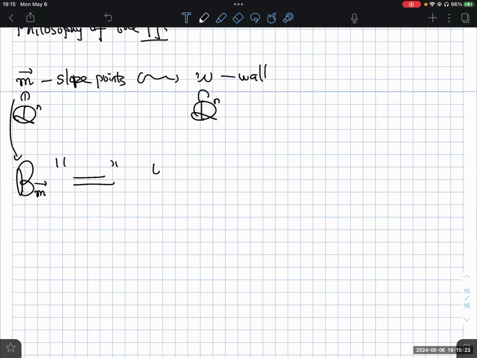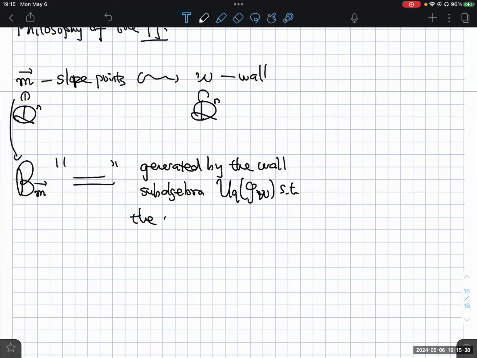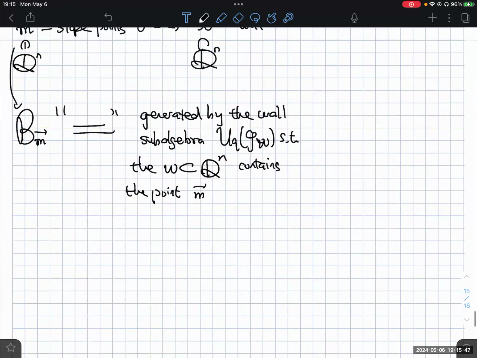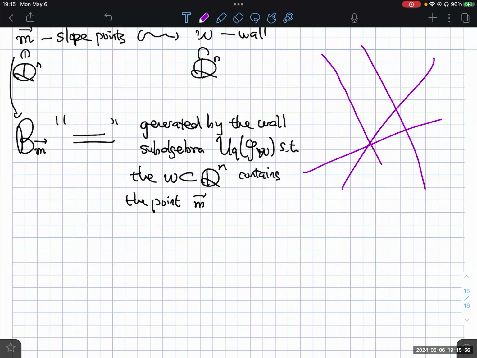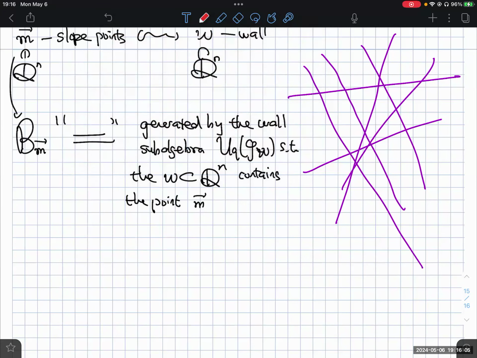It is generated by the wall algebra such that the wall corresponding to this wall algebra contains the point. So if I write down some graph, if I have this kind of walls on the plane or in the Kähler variable space. Yeah, so this is some random walls actually.